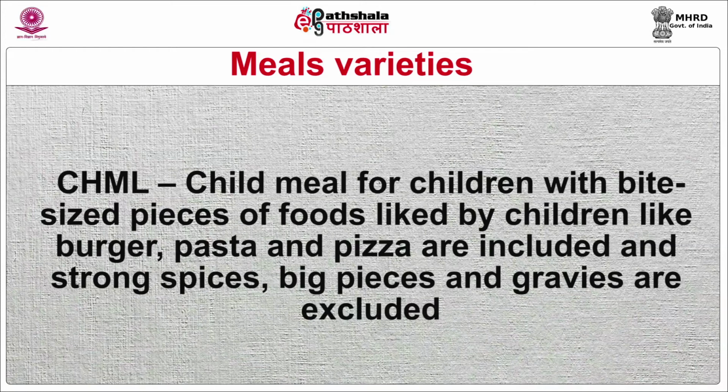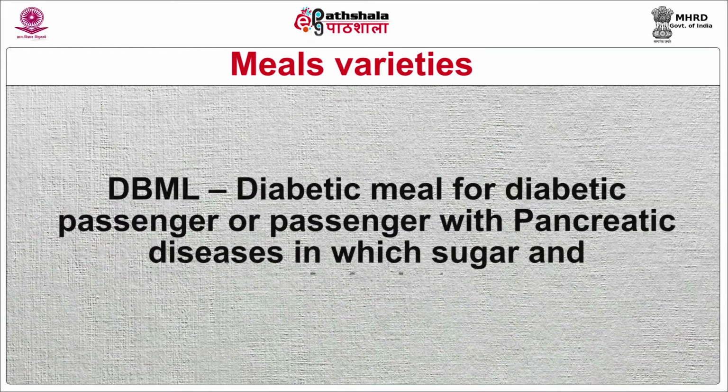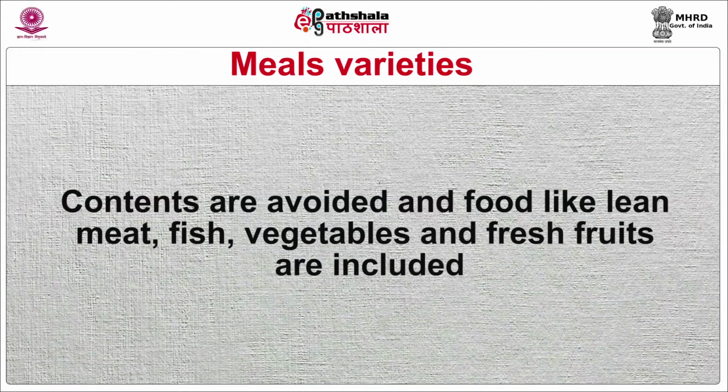The next one is CHML, child meal, for children with bite-sized pieces of foods liked by children like burger, pasta and pizza included, and strong spices, big pieces and gravies excluded. The next one is DBML. It stands for diabetic meal for diabetic passengers or passengers with pancreatic diseases, in which sugar and carbohydrate contents are avoided and food like lean meat, fish, vegetables and fresh fruits are included.